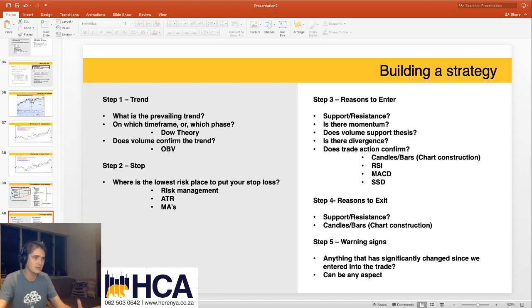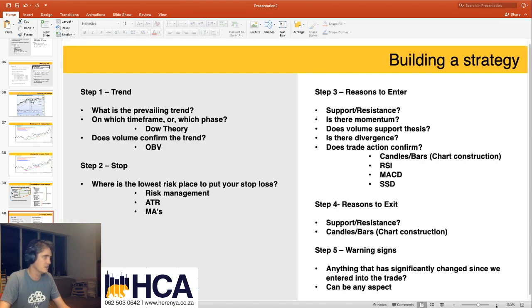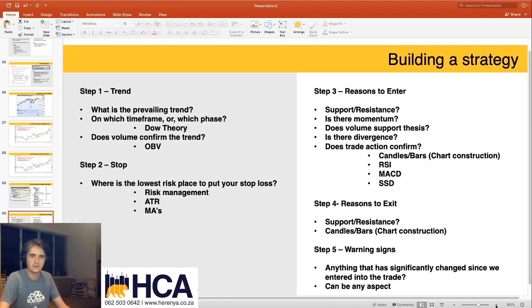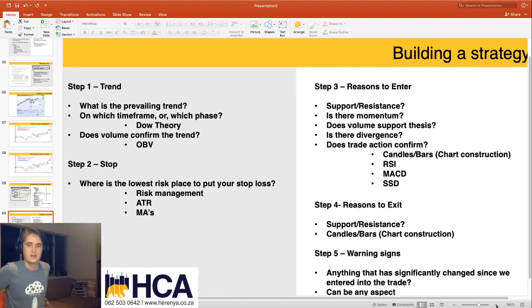So what do you need to build a trend? Okay, I'm going to zoom in here because some of this stuff is relatively important. Okay, cool.